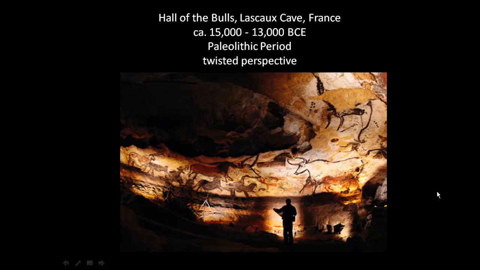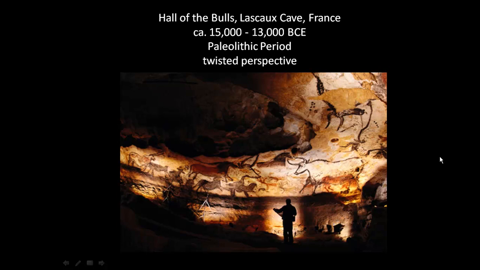Now what I want to talk about is another common technique of art making in the Paleolithic period called twisted perspective. This idea of twisted perspective does extend beyond the Paleolithic period. We see this all the way up until at least Egypt. Maybe I would say some of the earliest images of Greece, but at least through Egypt.